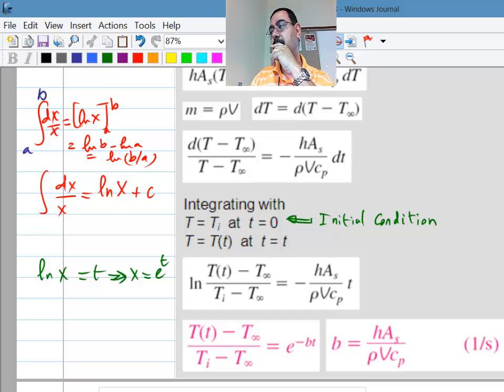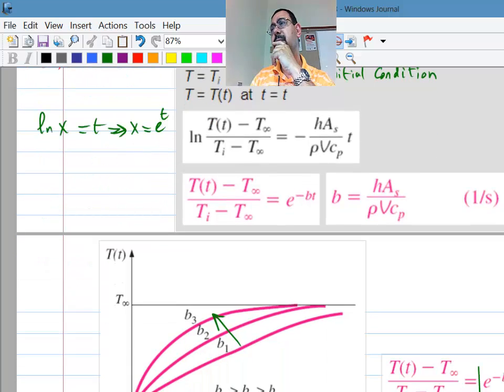So if you plot this, it will look like this. It makes sense because when you put t equals 0, that's the initial time. e to the power 0 is 1, so at t equals 0 this is 1, and therefore the temperature is, no, it's not T infinity, it's Ti, exactly, it's Ti. When t equals 0, this goes to 1, and therefore the temperature becomes Ti. So they all start from Ti.